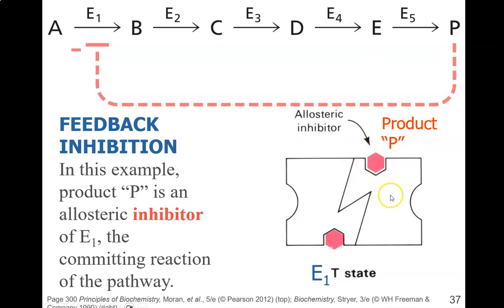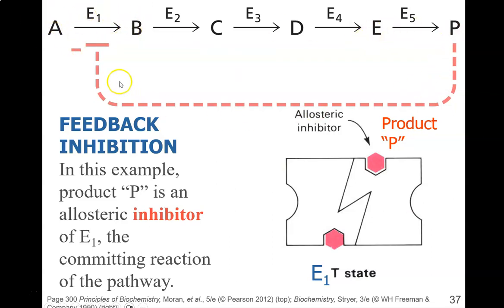That's product P. And this diagram right here is meant to represent E1 in the T form. So I have a dimer of my E1, and what I'm circling here with my mouse are the active sites. This is in the T form, and remember, in the T form the enzyme has a low affinity for its substrate, A. So that's what we want.